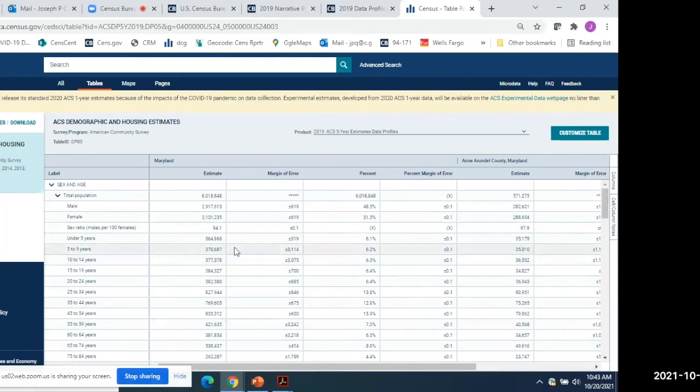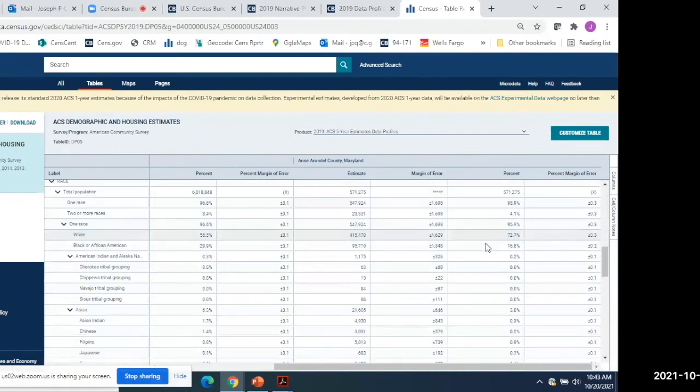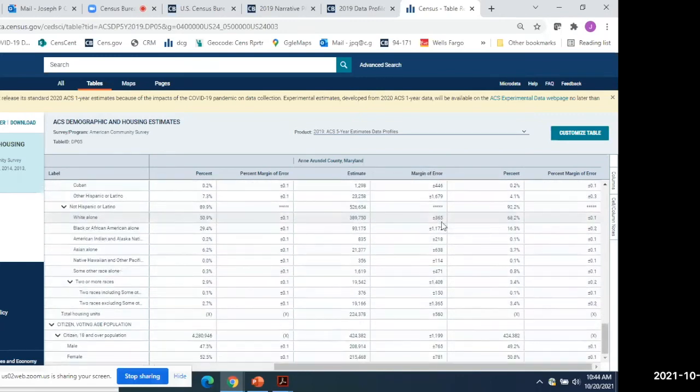Now we're looking at age, but we're looking at numbers and percentages for Maryland, and then next to it here we have Anne Arundel County, numbers and percentages. So 35,000 under 5-year-olds in Anne Arundel County, which is 6.2% of the population. But it's not only age, it's race data. You look at the numbers and percentages. And here we pick up with Anne Arundel County. We have information about the Hispanics and the voting age population.